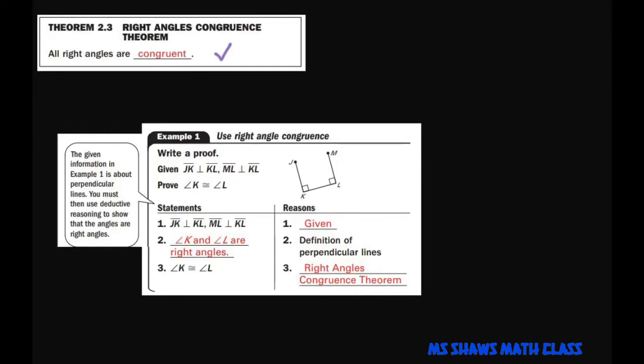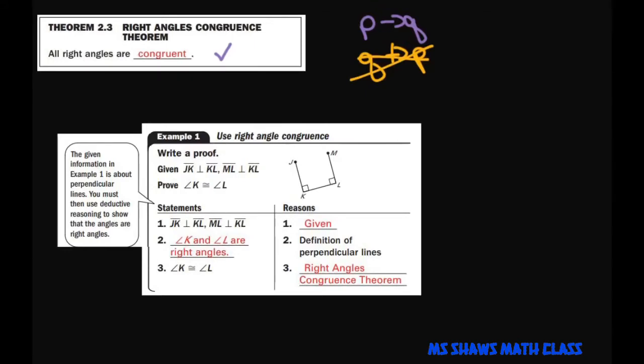So if you write, if all angles are right angles, then they're congruent, but not necessarily are all congruent angles right angles. So this doesn't work. It only is a conditional statement. So we have to write a proof here. It's about perpendicular lines, and we're going to use deductive reasoning to show that the angles are right angles.